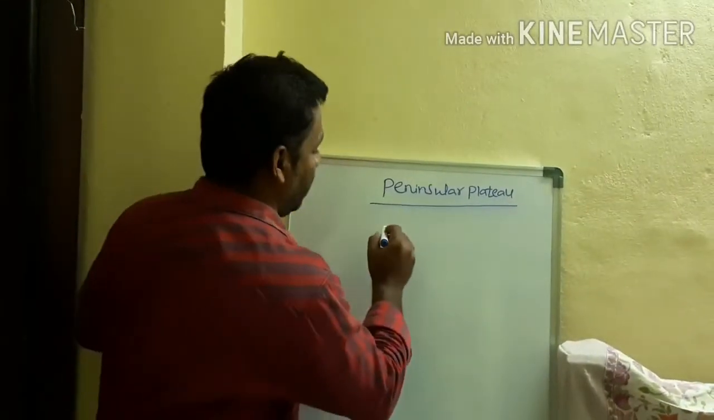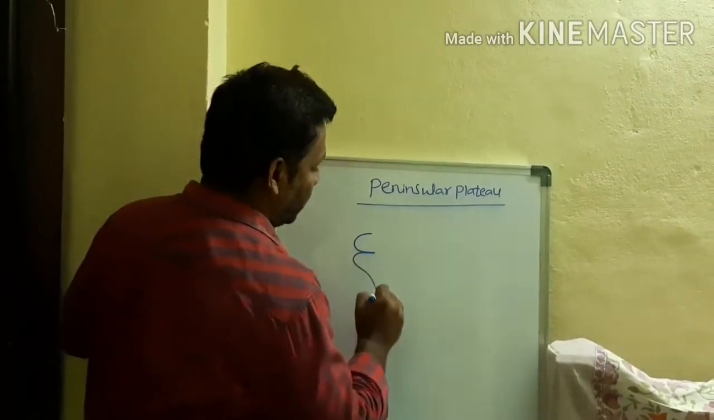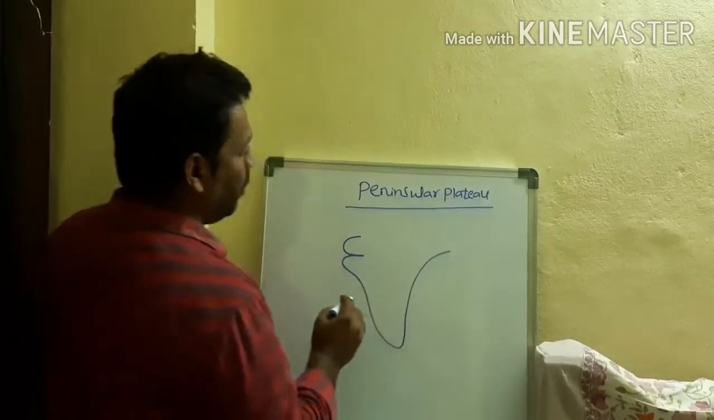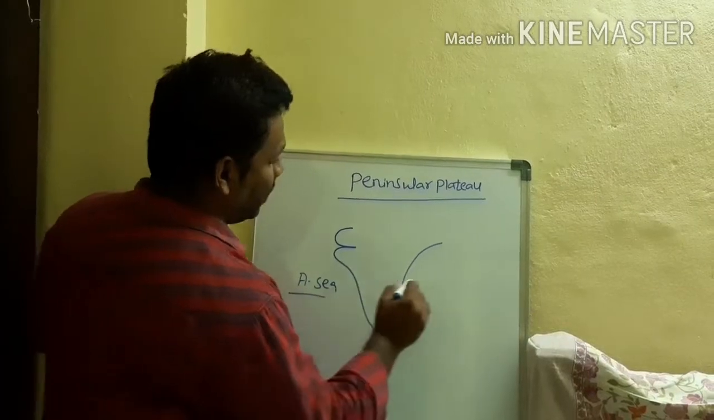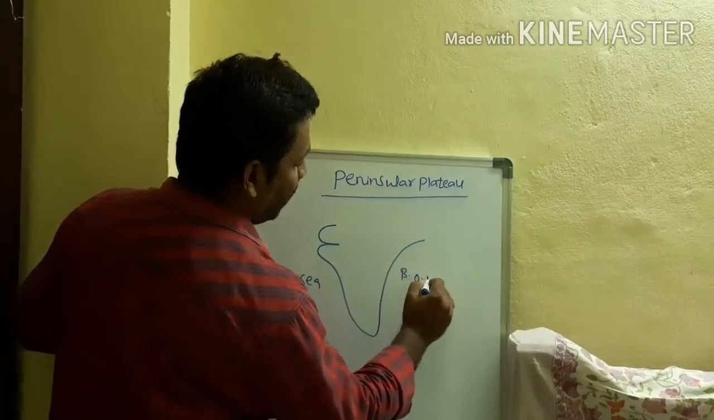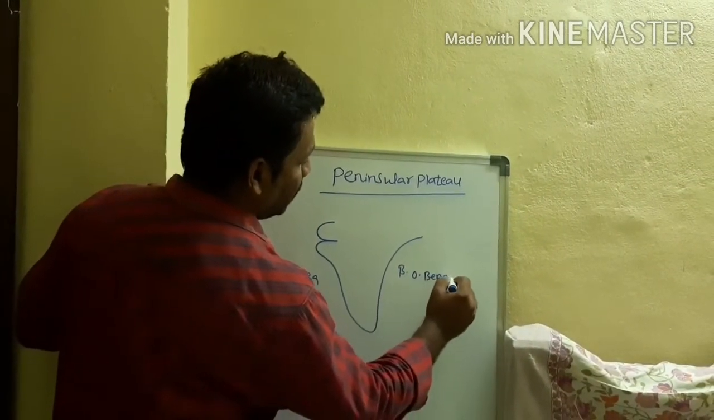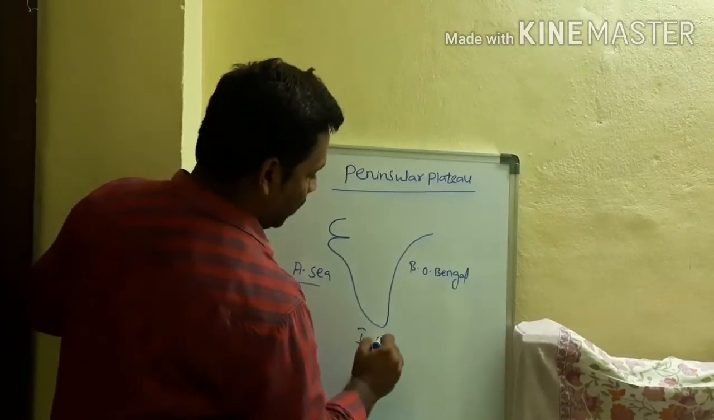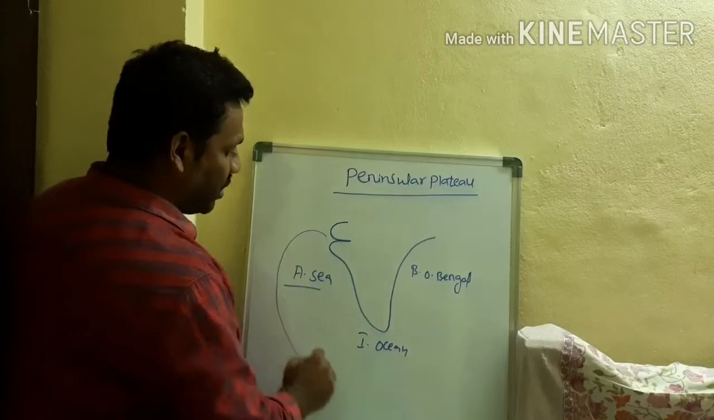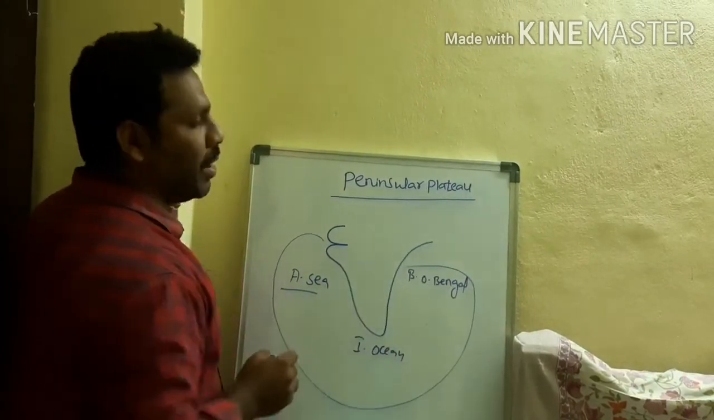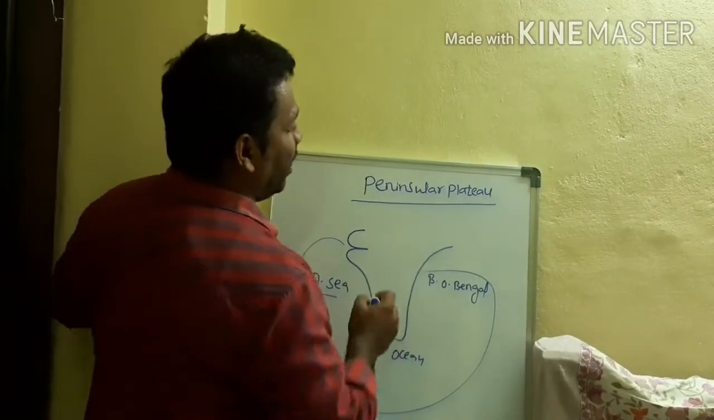Peninsula means what? A piece of land surrounded by water on three sides is called what? Peninsula. If you see the western part, India is covered by the Arabian Sea. Eastern part, Bay of Bengal. Southern part, Indian Ocean. A piece of land surrounded by water on three sides is called a peninsula.